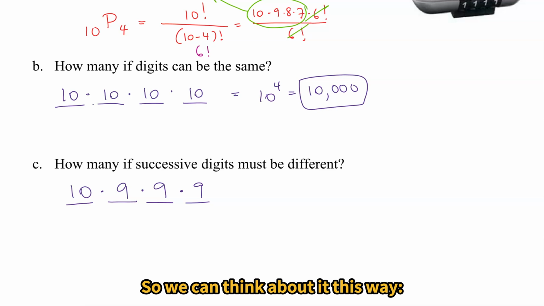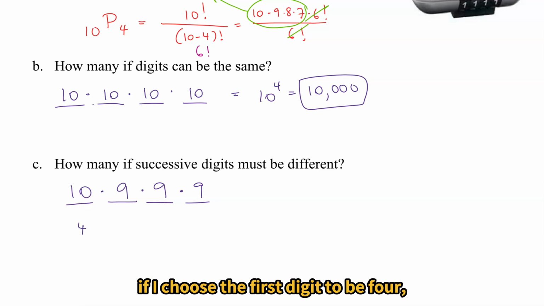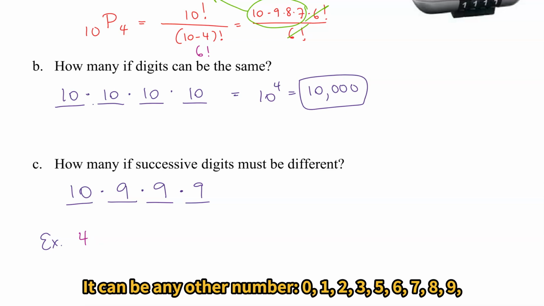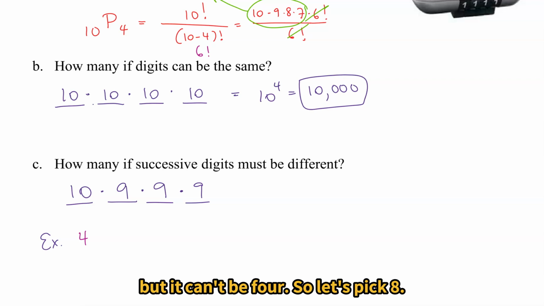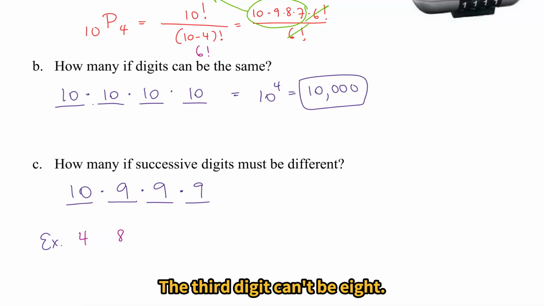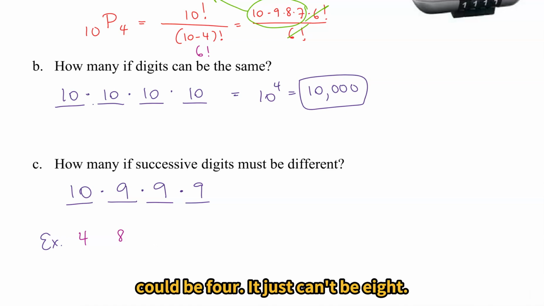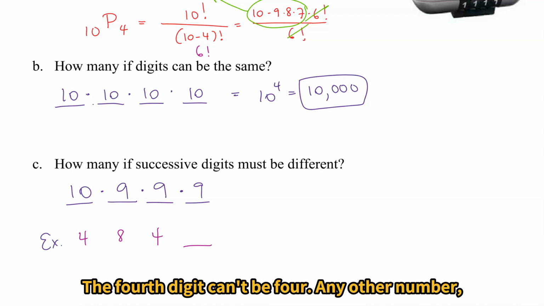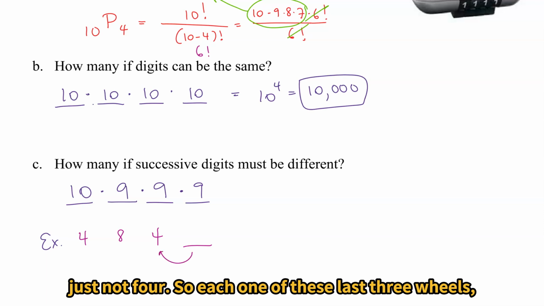So we can think about it this way. If I choose the first digit to be 4, the next digit cannot be 4. It can be any other number, 0, 1, 2, 3, 5, 6, 7, 8, 9. But it can't be 4. So let's pick 8. The third digit can't be 8. It can be any other number. It just cannot be 8. So this third digit could be 4. What if it is 4? Then the fourth digit can't be 4. Any other number, just not 4.